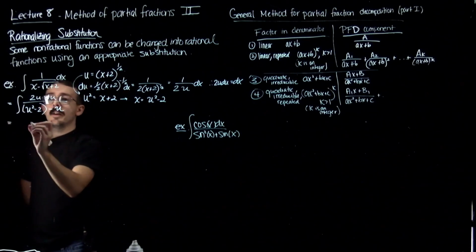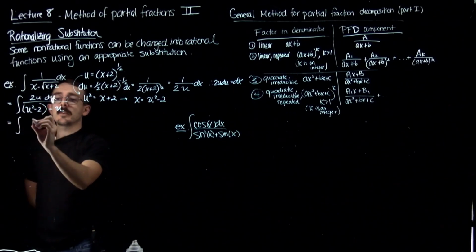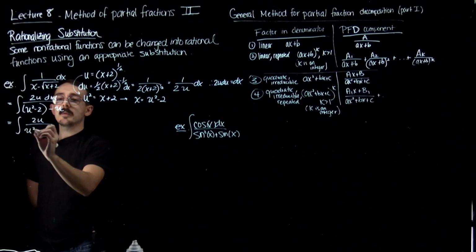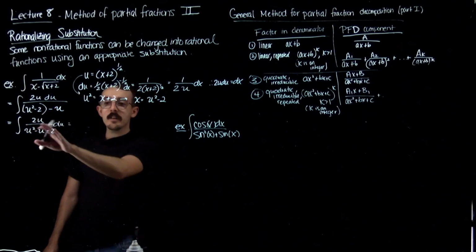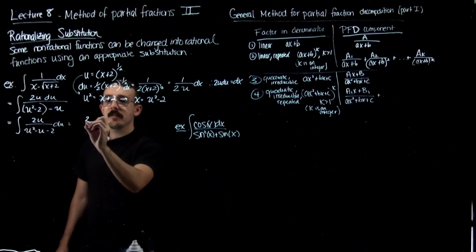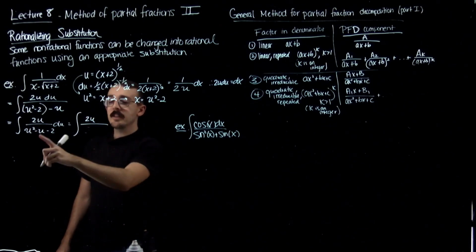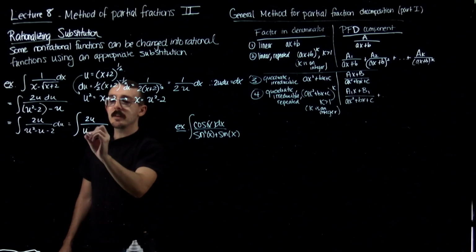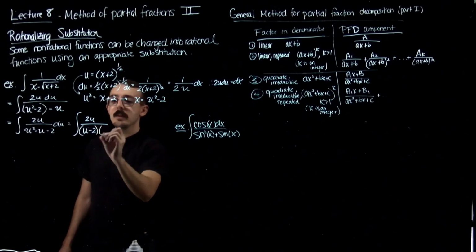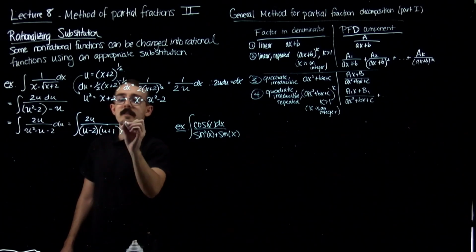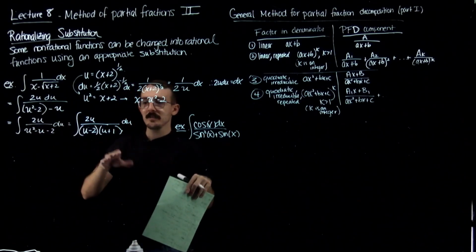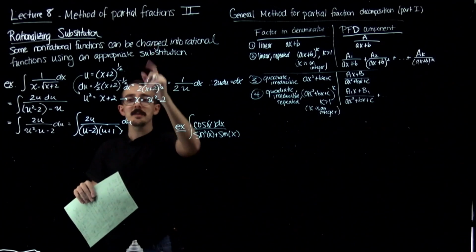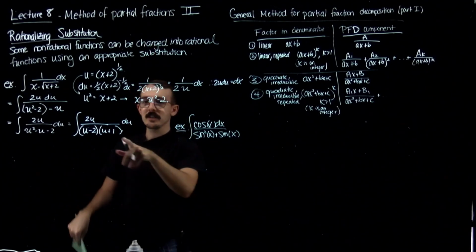OK. Let's rewrite this a little bit. So this is the integral of 2u over u squared minus u minus 2. So now that I've rearranged this, I'm going to go ahead and factor the denominator. So this is going to be (u minus 2)(u plus 1). That's how that factors. It's good that we can do that now that we have this rational function. We basically default back to doing our method of partial fraction decomposition.